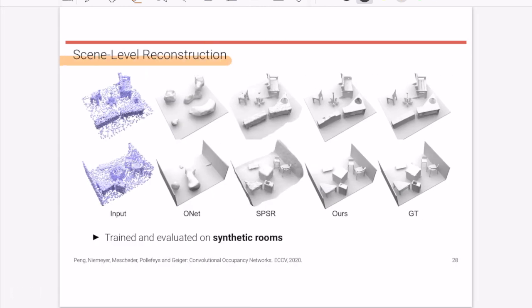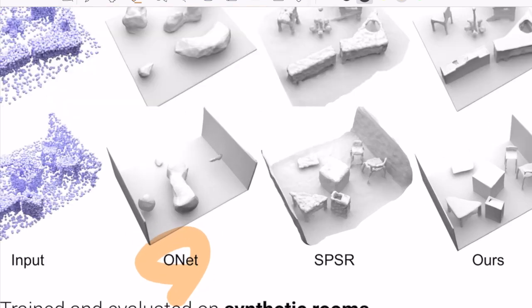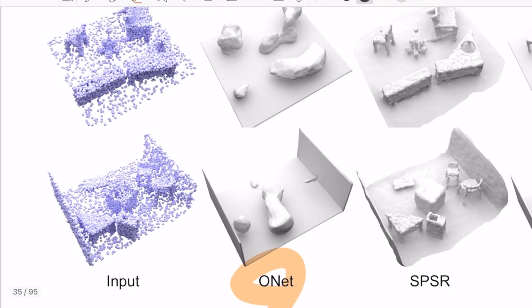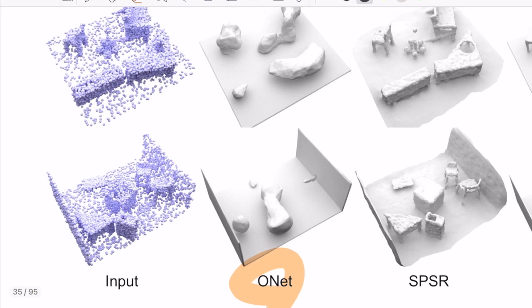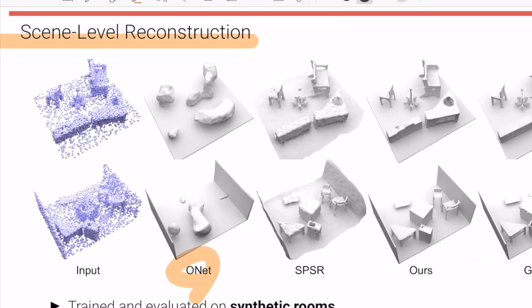In a scene level 3D reconstruction problem, ONET, occupancy network, frequently fails to record the highly detailed, complex 3D field because it is just a global vector representation, but convolutional occupancy network can capture highly detailed 3D geometry.